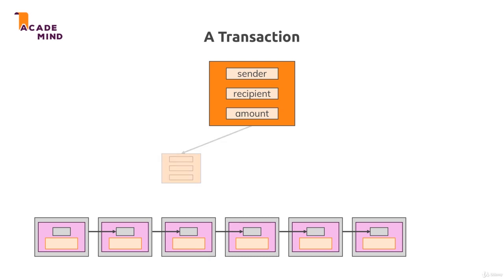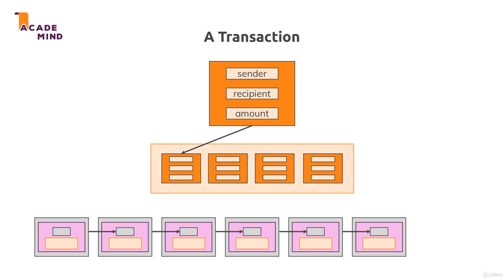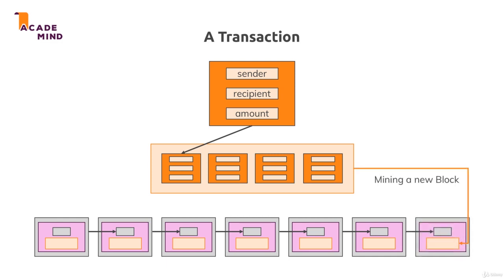Now, the idea is that we don't just have one transaction, but many transactions. They are all managed in a list of outstanding transactions. So these are transactions which have not been processed yet. The funds have not yet arrived at the recipient. But ultimately, these outstanding transactions will be included in a new block.